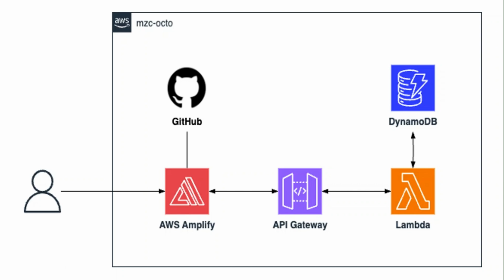To summarize this, the user interacts with the app through Amplify, which handles front-end hosting and back-end integration. Amplify uses API Gateway to route requests to Lambda, where the back-end logic executes, and DynamoDB provides a scalable solution for storing and retrieving data. This architecture demonstrates a robust and efficient setup for building modern cloud applications using AWS services.